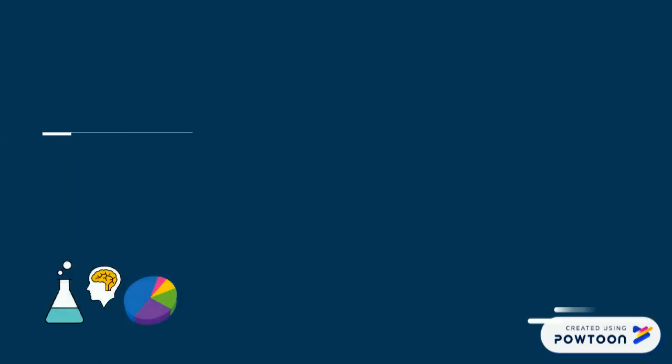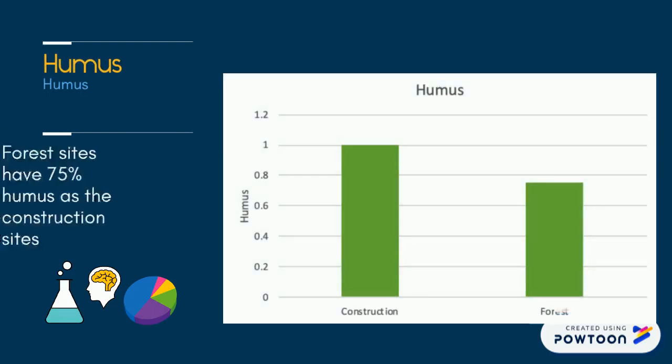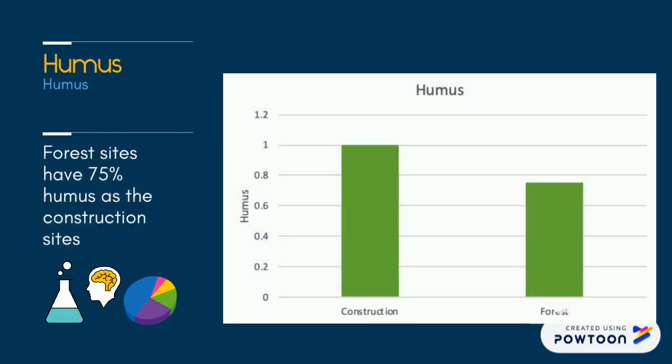Next, we looked at humus. The forest sites measured to have 75% of humus as the construction sites, as you can see here in the graph.